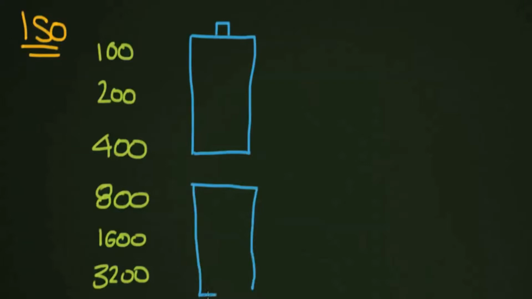But let's talk a little bit in very general terms about what this means and why this works the way it does. We're going to start by having two rolls of film. We're going to have our slow film up top, and we're going to have our fast film down here at the bottom. So let's start with maybe a 100 speed film here, and down here we're going to have a 1600 speed film.